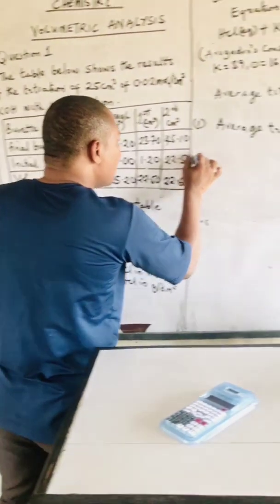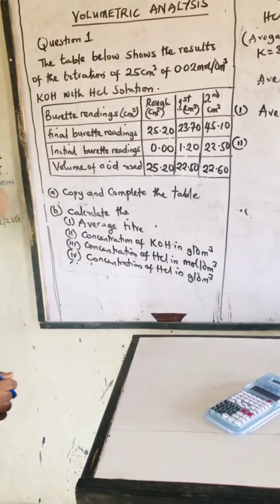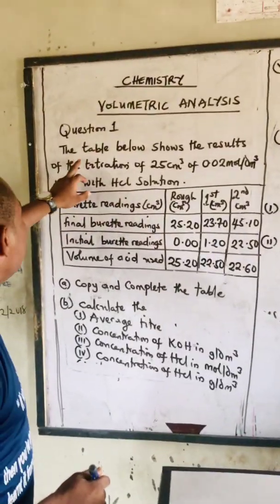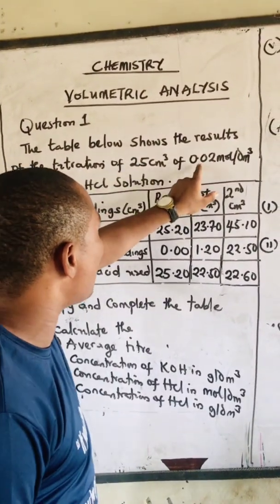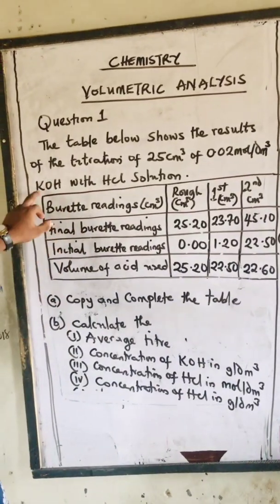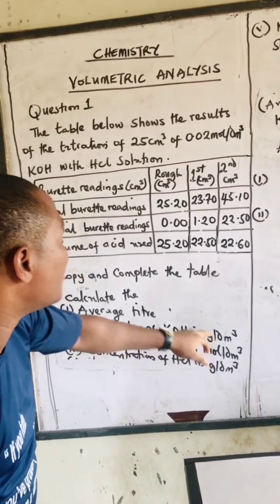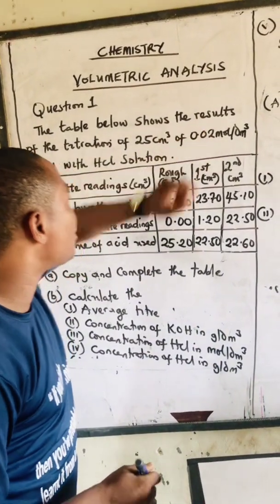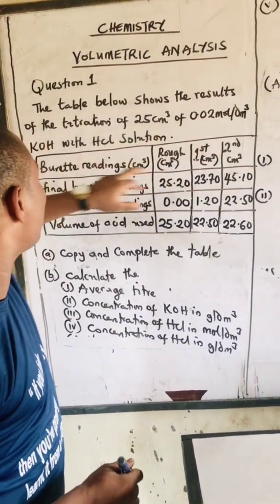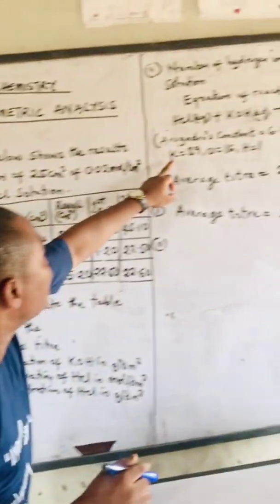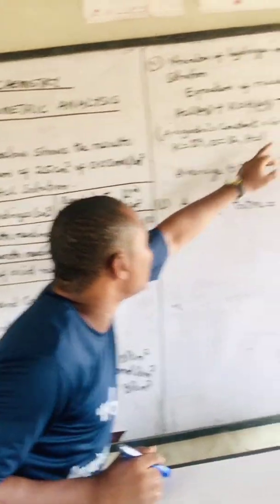Now the second one, they said you should look for the concentration of KOH in gram per dm cube. Let's go back to the question. They said the table below shows the result of the titration of 25 centimeter cube of 0.02 mole per dm cube of KOH. Now, for your concentration in gram per dm cube, don't forget you are giving your concentration in mole per dm cube, and you can actually calculate your molar mass from this KOH, because you are giving K already to be 39, O already to be 16, and the atomic mass of H already to be 1.